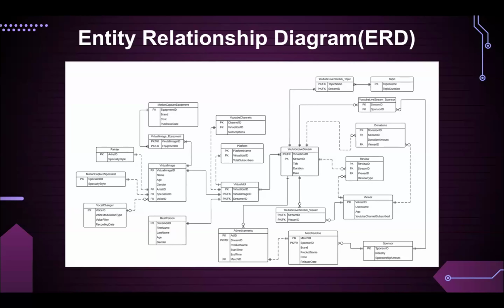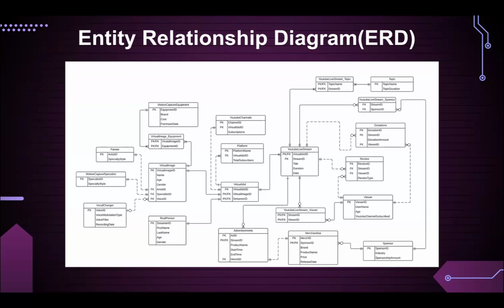The virtual idol operates on a platform such as YouTube, where the activities are tracked by a YouTube channel and YouTube live stream, storing subscriber details and live stream data. The YouTube live stream connects to multiple entities such as topic, which defines the theme of the stream, and sponsor, which provides the financial backing, and their products are marked as merchandise. Viewers are the core part of the system, where they can watch, leave reviews, and also make donations to the ongoing stream.